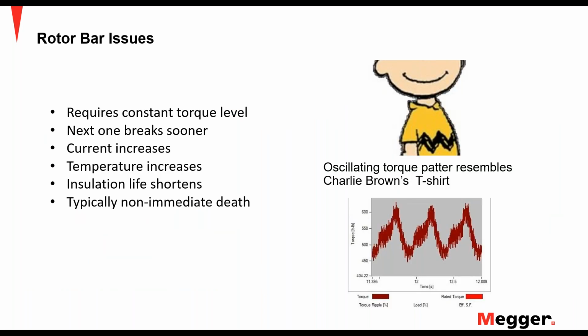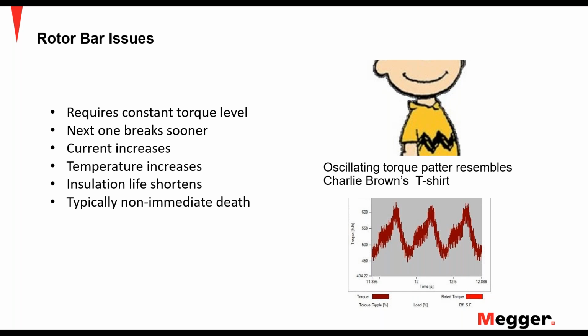Rotor bar issues require constant torque levels. The next one will break sooner is something that happens once we have a broken rotor bar. It stresses the other bars around it and causes those to break. Current increases there. Temperature increases. The startup process will be longer with broken rotor bars. Because of this heat increase, of course, we're shortening the insulation life. Typically, it's not an immediate death unless your rotor does not have captured bars. If the bars aren't captured, you do risk the possibility of a bar flying into the air gap, but typically non-immediate death.